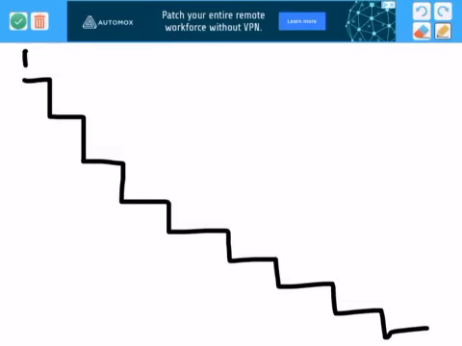Let's start with 100. If I count down next, so if I have 10 10, next I'm going to have 9 10. What would come next? And then that one, and then that one.